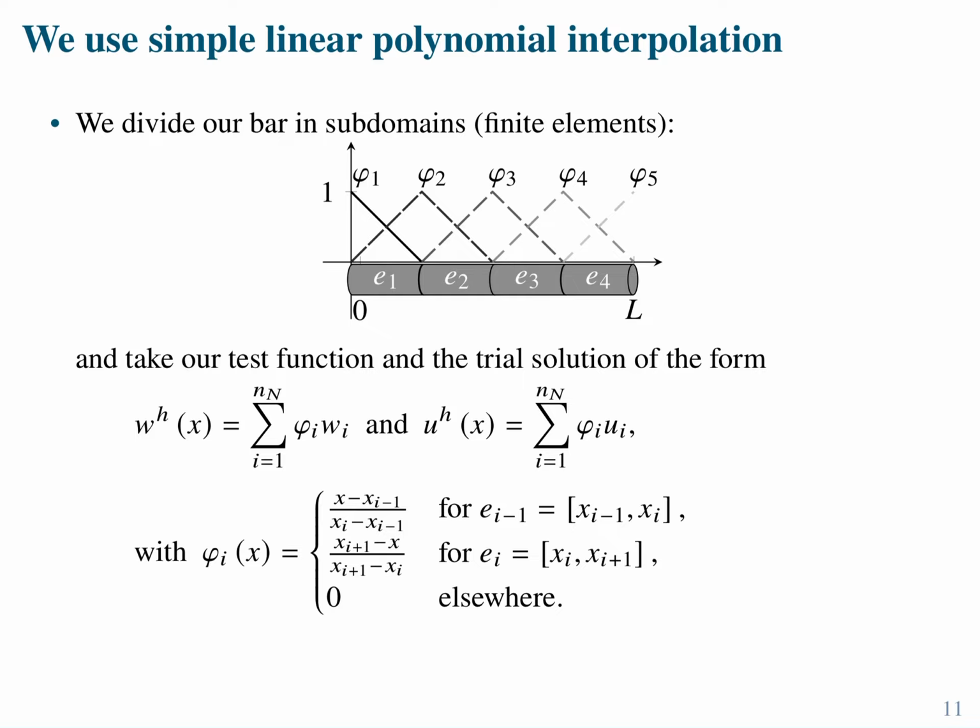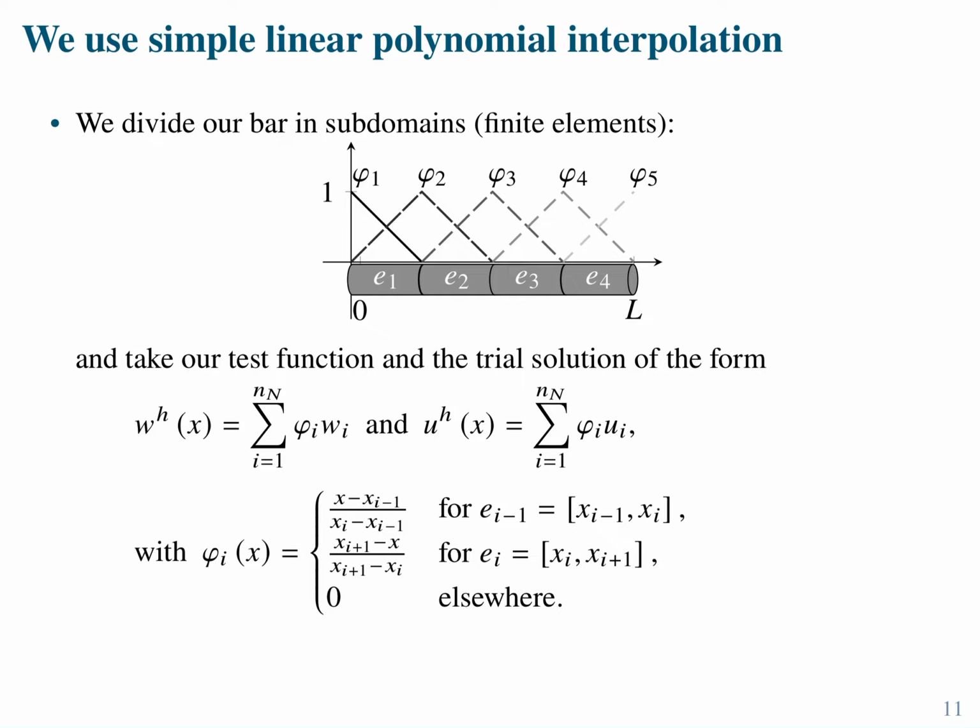And so now my trial solution, I'm going to write it basically as the sum of shape functions multiplied by coefficients. So those are scalars. These w_i here are scalars, or let's say coefficients, that are multiplying my so-called shape functions. I do the same with the trial solution, right? So it's basically the sum of phi u_i. The u_i, again, are my coefficients.